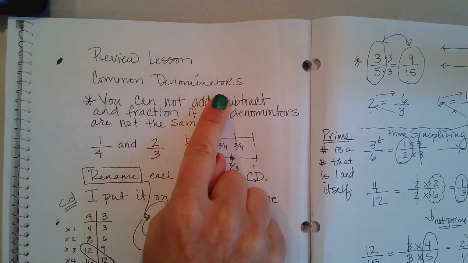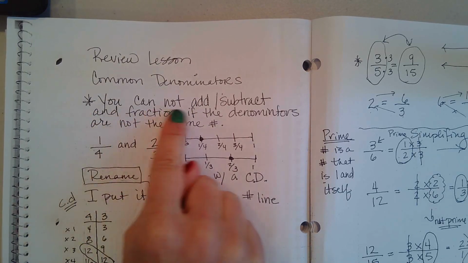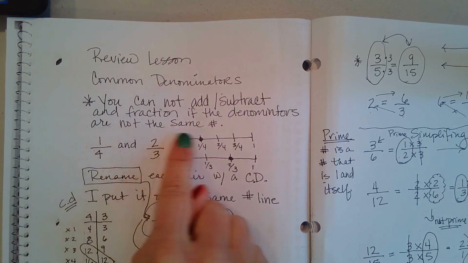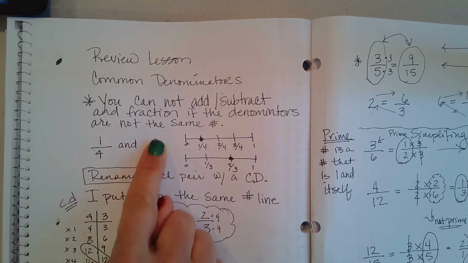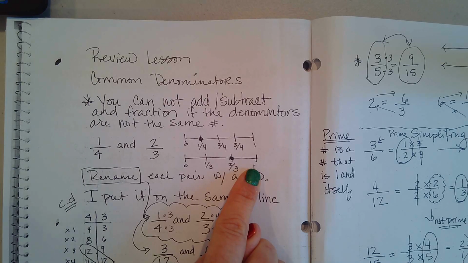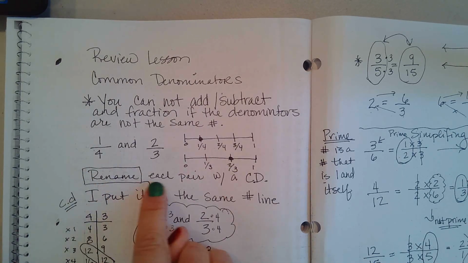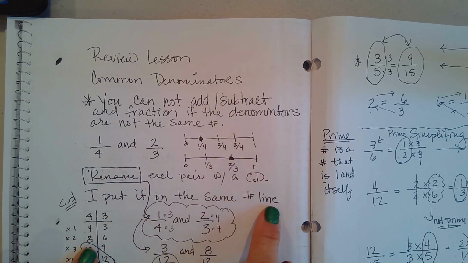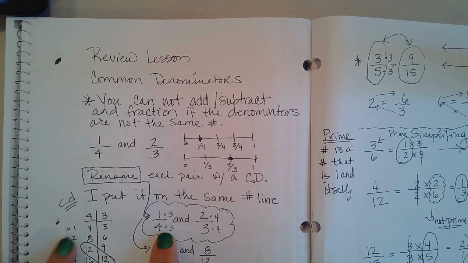So, common denominators. Number 1, you cannot add or subtract a fraction if the denominators are not the same number. So 1/4 and 2/3, they are on different number lines. You cannot add those. So you have to rename each pair with a common denominator and put them on the same number line.